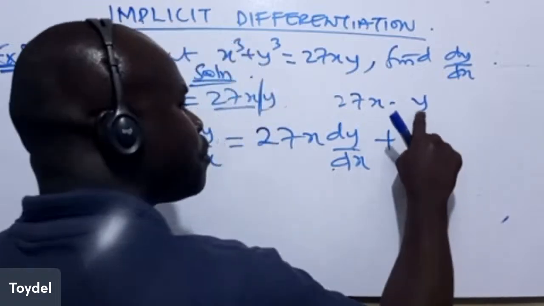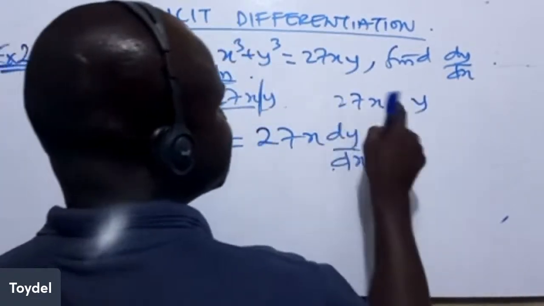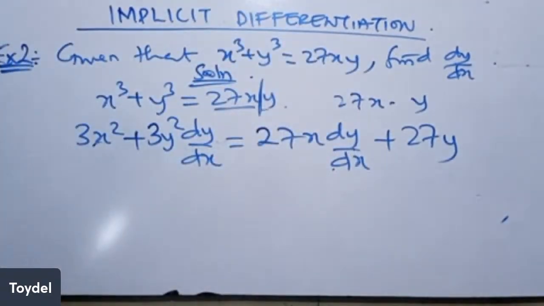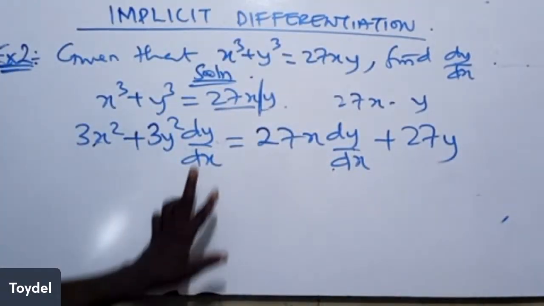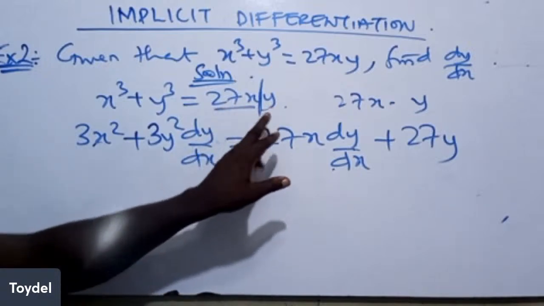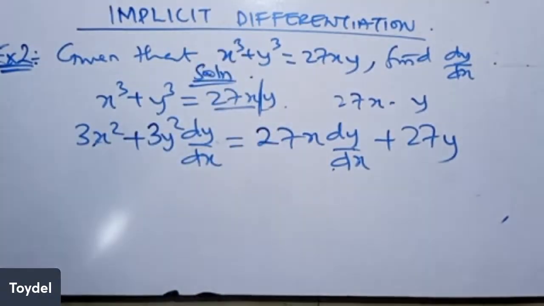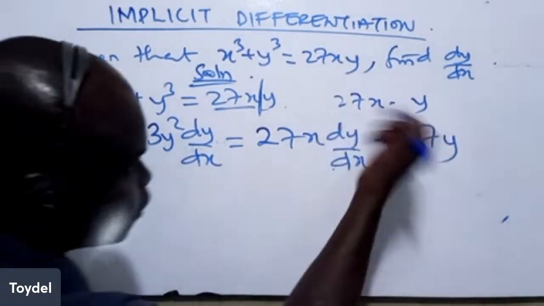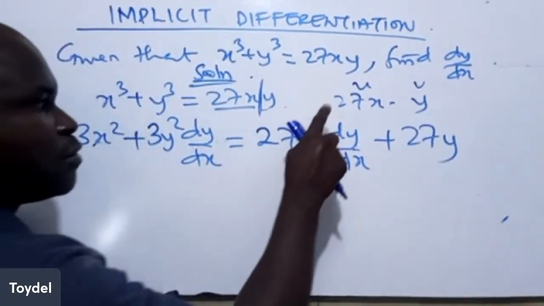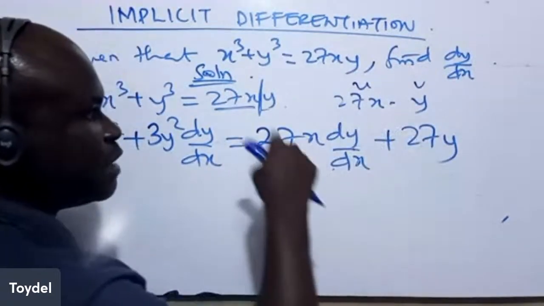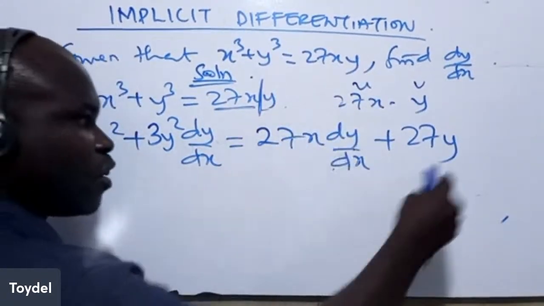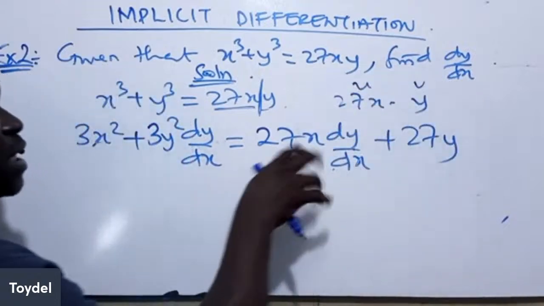Plus, I will now pick y, I will differentiate 27x. The derivative of 27x will be 27. That's 27y. And that is what we are going to have there. Please, let's look at it very well. We have the product of x and y here, 27xy. So I try to split it into two: 27x as u, just view it as u, then y as v. Under the product rule, when we have a product of two functions, u and v, the derivative will be u, you pick the first one, dv/dx, plus the second one, v du/dx. And that's what I've applied there.